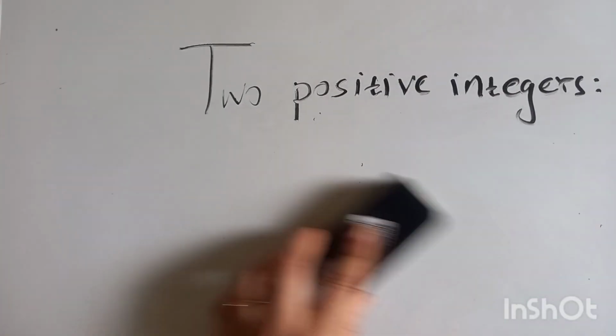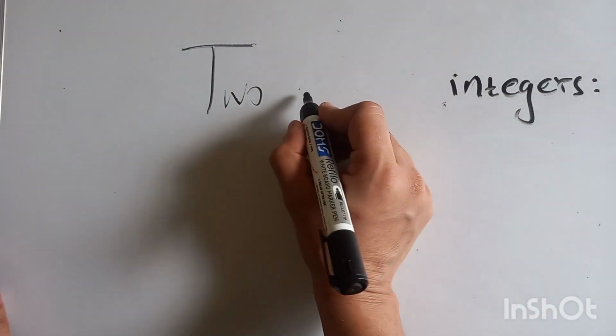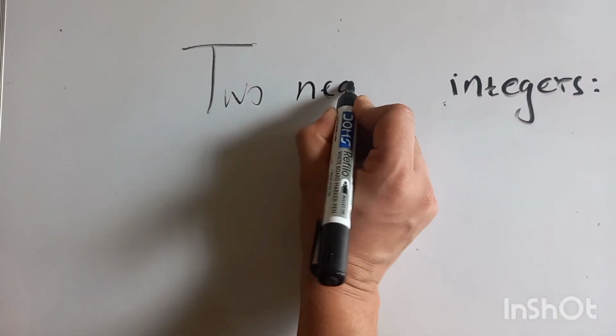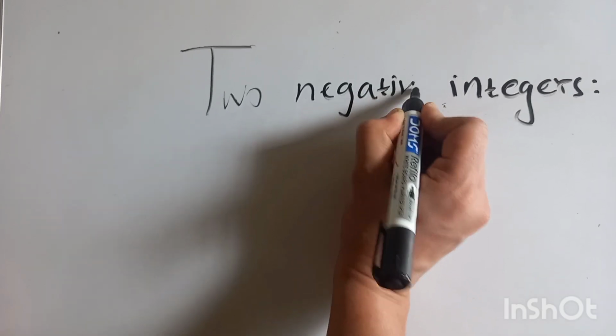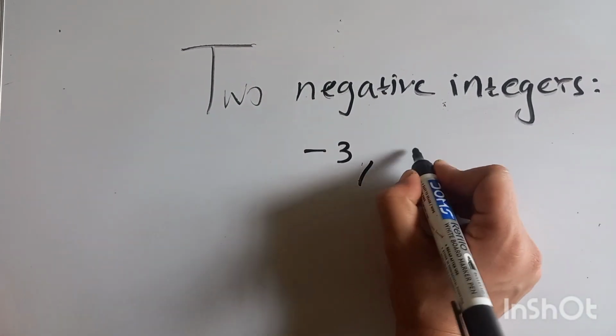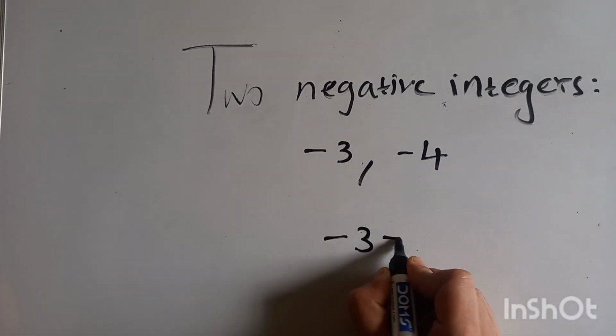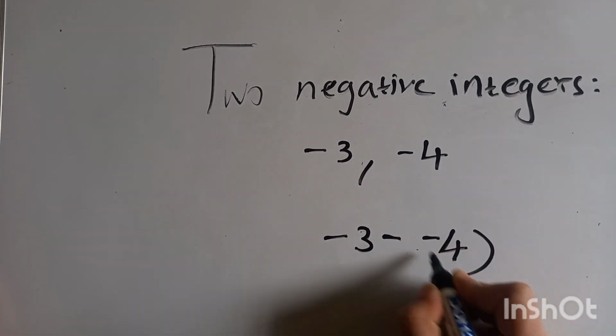Now we can see two negative integers. Subtraction of two negative integers. Let the two negative integers be negative 3 and negative 4, and we are going to subtract negative 3 minus negative 4.